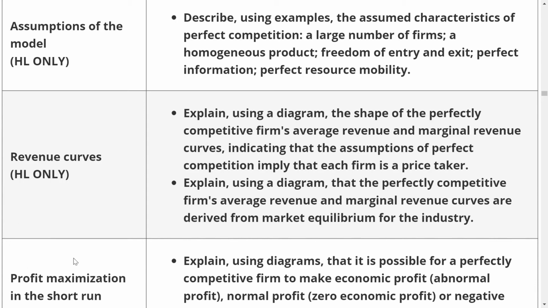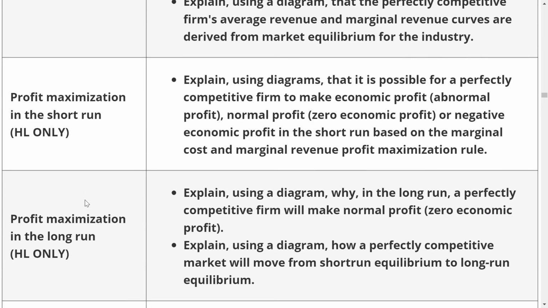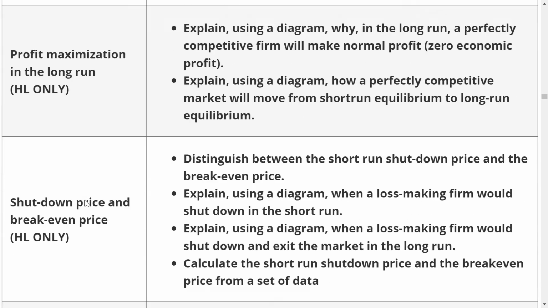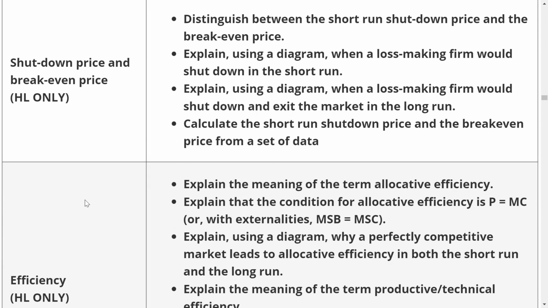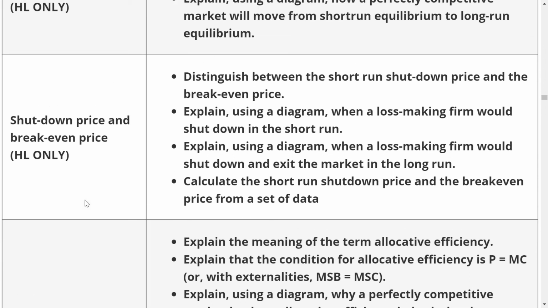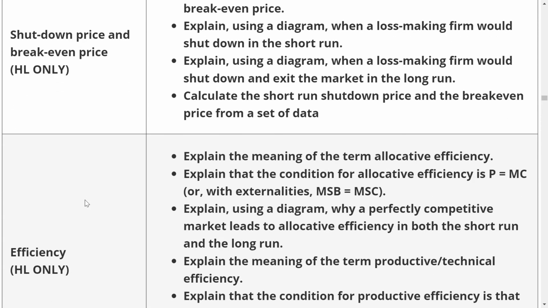Okay. Also, in addition to knowing the revenue theory, be able to draw revenue curves and profit maximization in the short run and in the long run. Be able to understand the shutdown price and break-even price in relationship with the average total cost, and distinguish between the short run shutdown price and the break-even price. Explain using diagrams when a financial loss occurs for a firm, and whether a firm should shut down or continue operating.